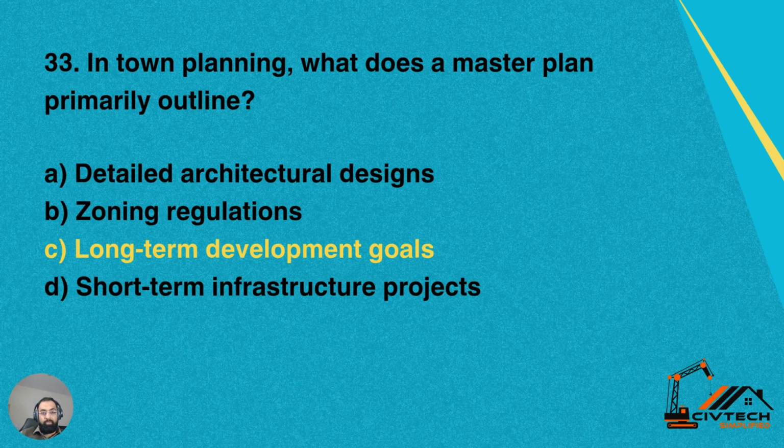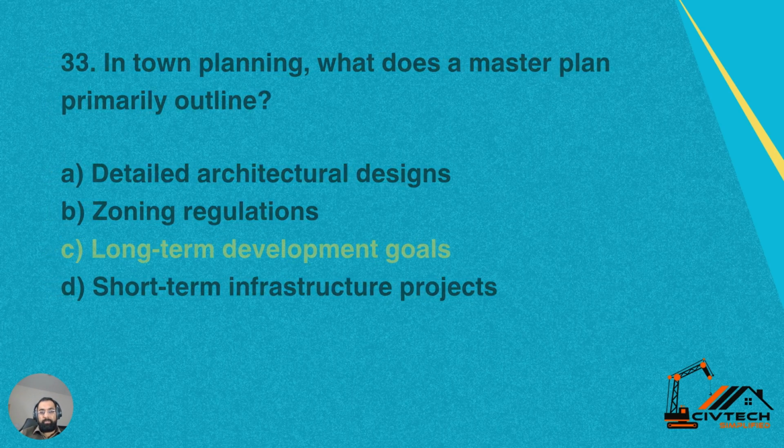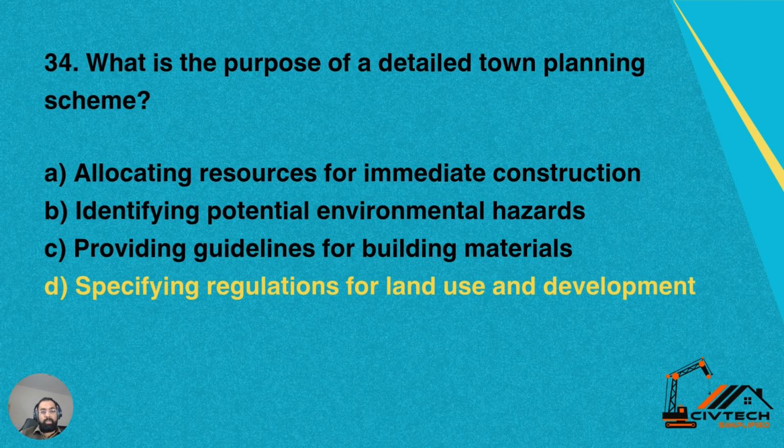So the question was, in town planning, what does a master plan primarily outline? Options were A, detailed architectural design; B, zoning regulations; C, long-term development goals; D, short-term infrastructure projects. As I discussed earlier, master planning is our long-term planning. So long-term developmental goals are to be set in the master planning of that town. So option C is correct for this question.